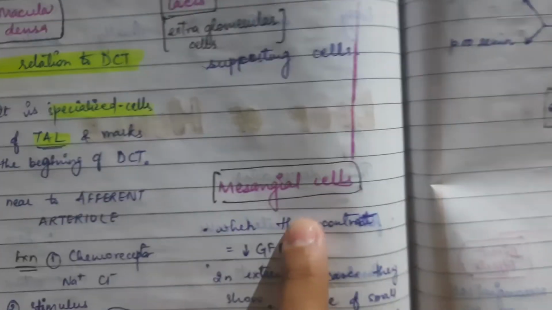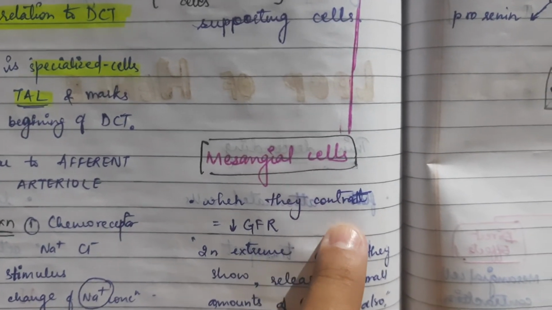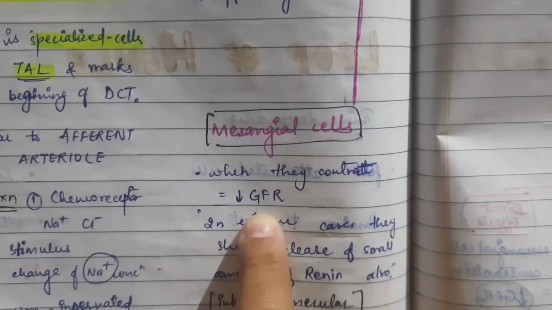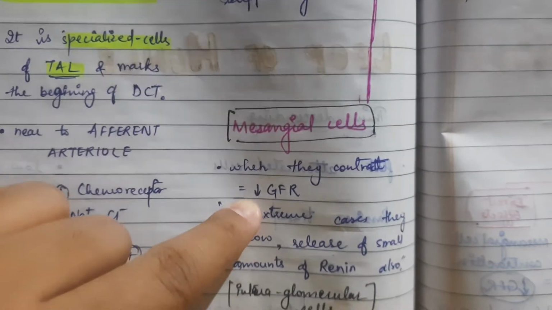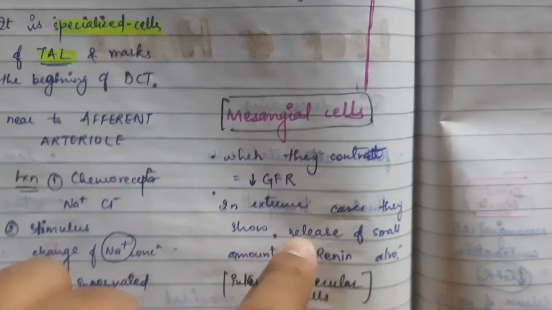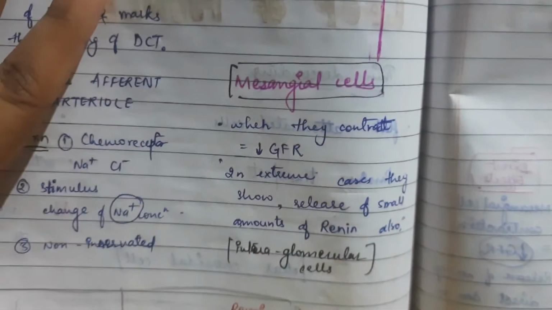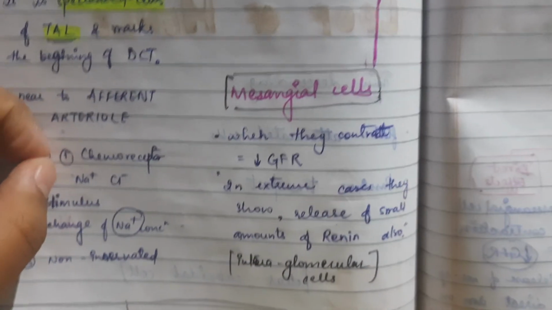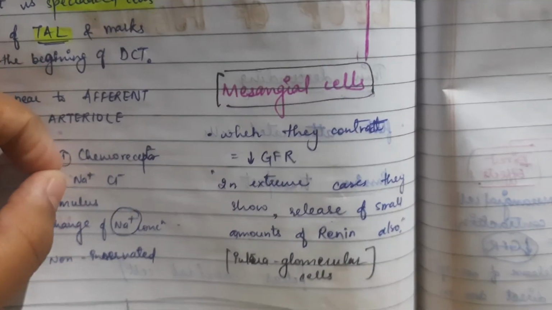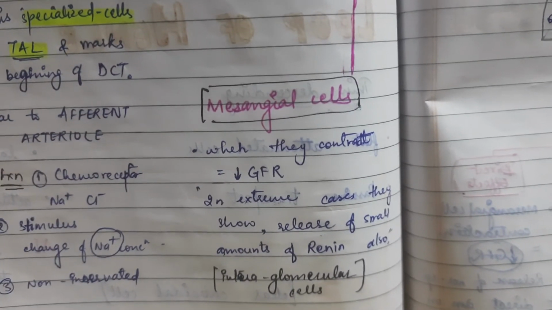Mesangial cells, when they contract, GFR decreases. If the mesangial cells constrict, the GFR decreases. In extreme cases, they release a small amount of renin. These are also called intraglomerular cells. So when they contract, GFR decreases.